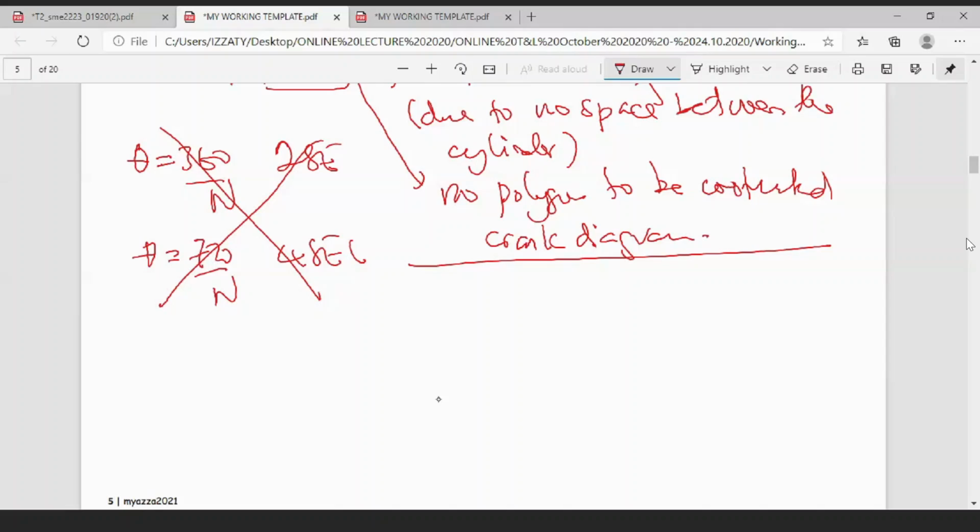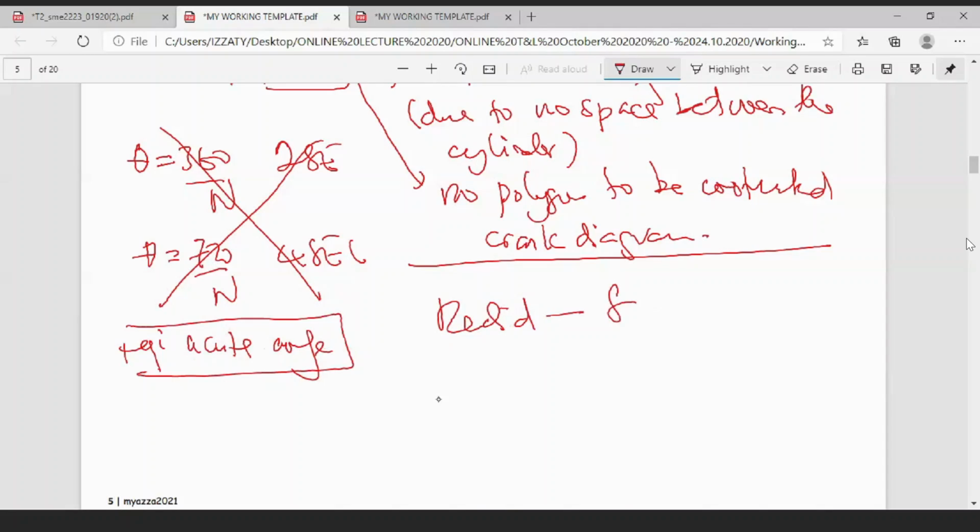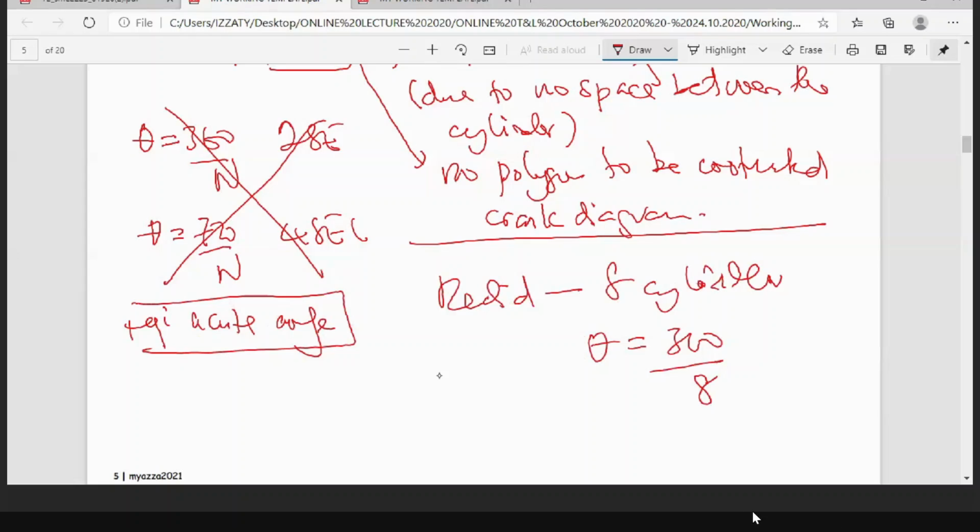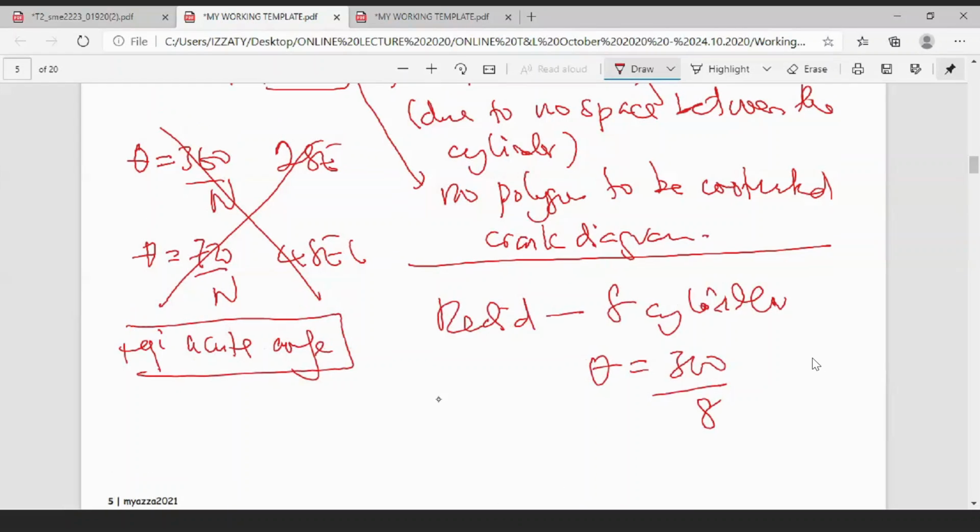The configuration of the engine is given by the acute angle. Equi means same. So now, for example, you have a radial, 8 cylinder. So your theta is equal to 360 by 8, by default a four-stroke engine. So this will be your theta.